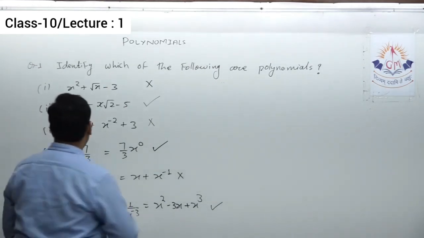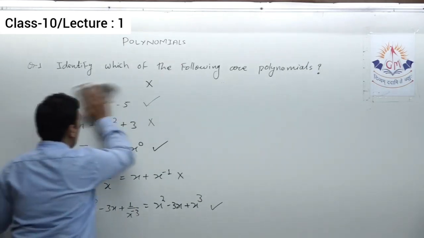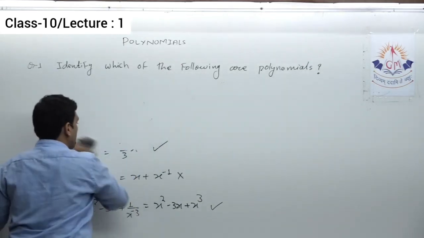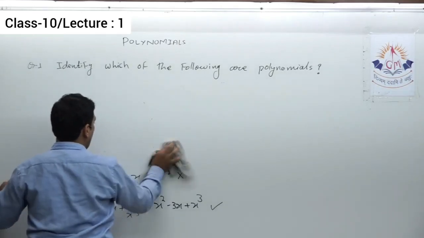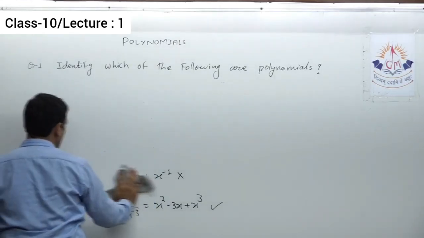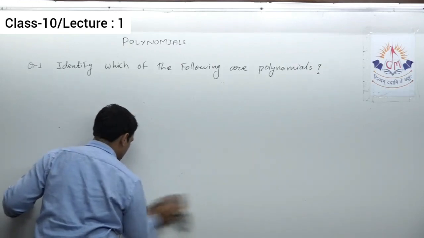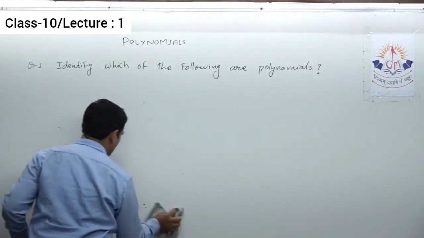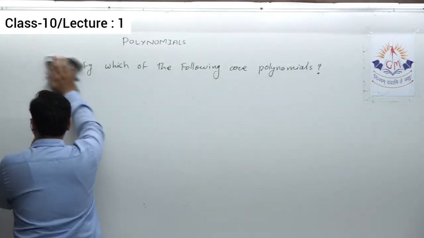Okay, now the next concept we'll see is the degree of a polynomial. The degree of a polynomial, if the polynomial is in one variable. What is the degree of a polynomial? That is the next thing we are going to see.